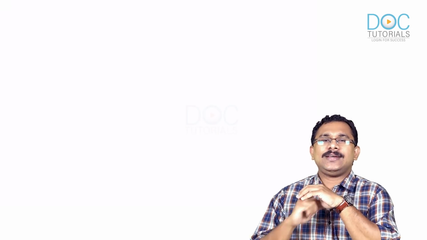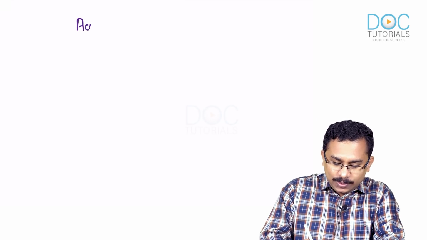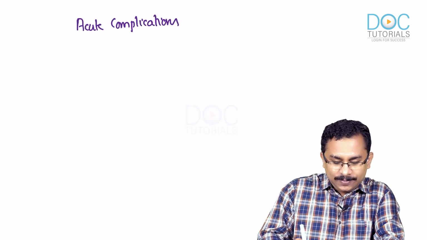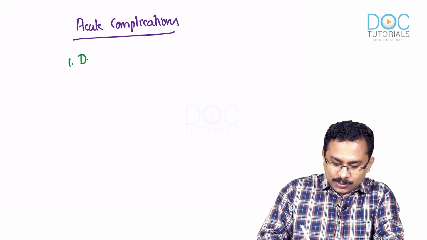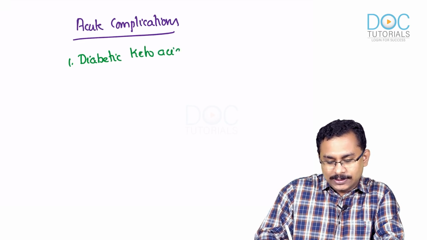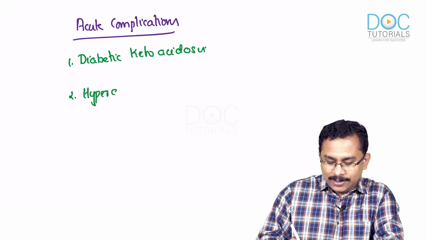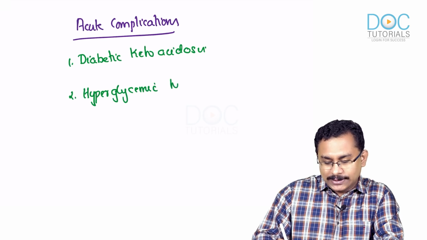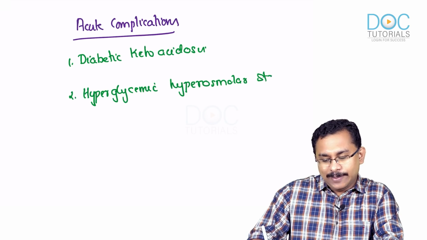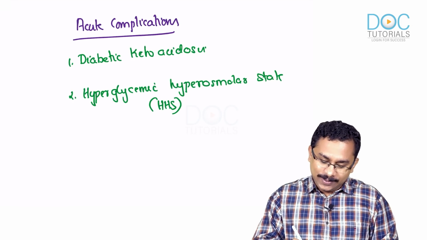Now we are going to discuss two important acute complications of diabetes. One being diabetic ketoacidosis, and the second one, hyperglycemic hyperosmolar state, which is abbreviated as HHS. This one is also referred to as the HONK.